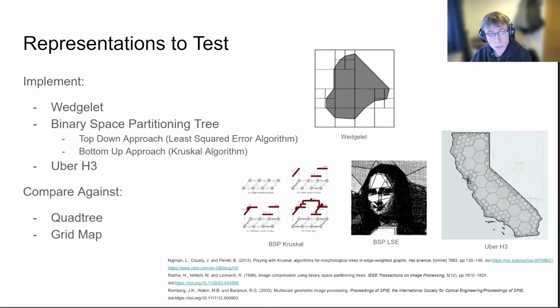So the representations we chose to test in this work were wedgelets, binary space partitioning tree, and hexagon maps using the Uber H3 library. Wedgelets is a variation on quad trees, and the binary space partitioning tree partitions the image into a binary tree. This is either with a bottom-up approach using the Kruskal algorithm or a top-down approach which recursively divides the image. These representations are compared against quad trees and grid maps in order to evaluate their effectiveness.